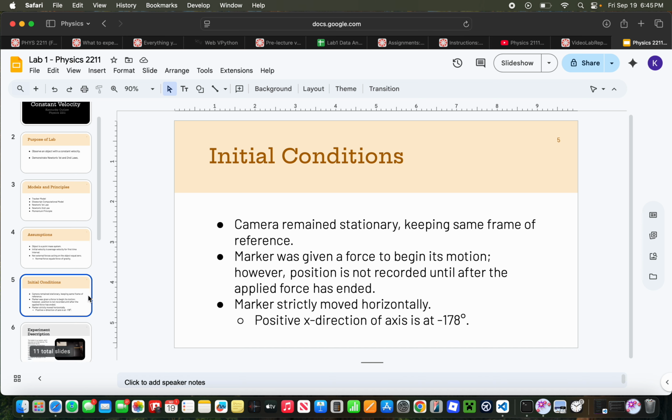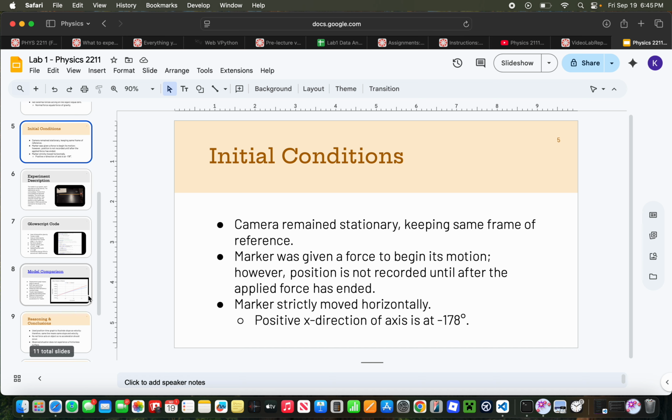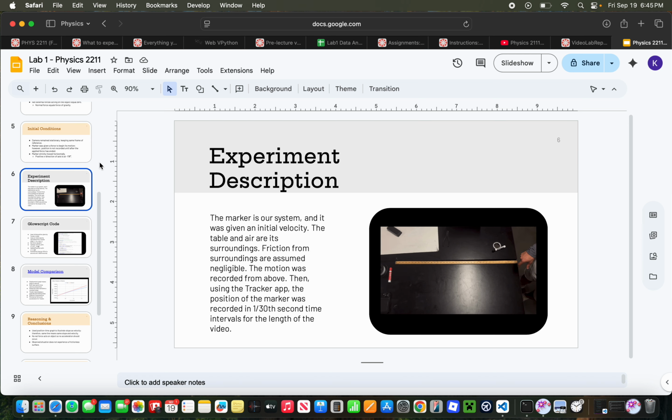So our initial conditions were our camera remained stationary, keeping the same frame of reference. Our marker was given a force to begin its motion, however position is not recorded until after the applied force has ended. And then our marker strictly moved horizontally, and this is shown in the video Tracker model with a positive x direction axis at negative 178 degrees. And so the marker is our system, and it was given an initial velocity that interacted with its surroundings. Friction from surroundings is assumed negligible, and the motion was recorded from above.